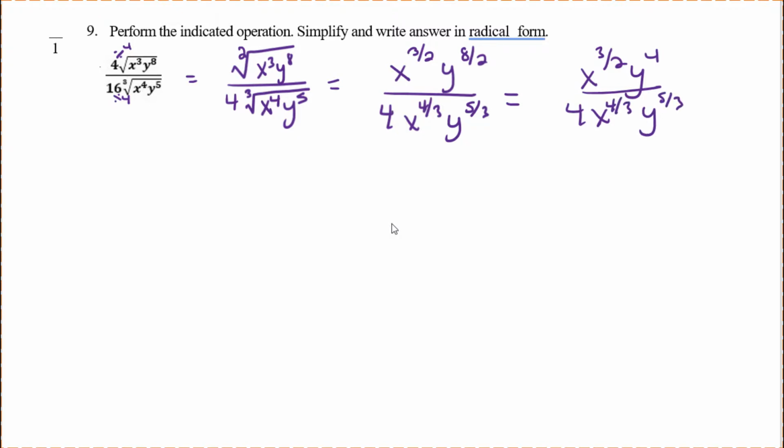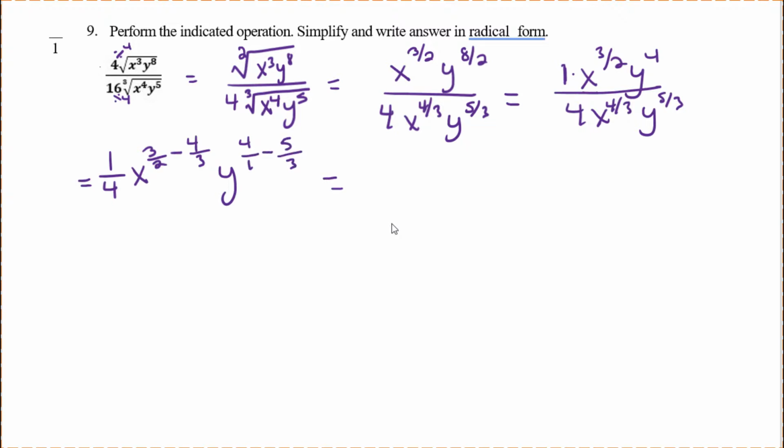So we need to subtract these exponents. Since we are dividing, we subtract exponents. So I'm going to pull this 1/4 out right here, this invisible 1/4 there. I'm going to pull that out. And then I have x to the 3/2 minus 4/3, y to the 4/1 minus 5/3.